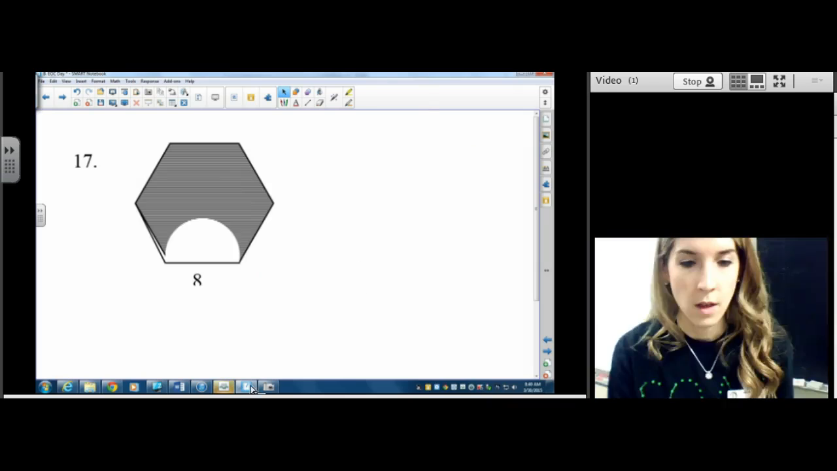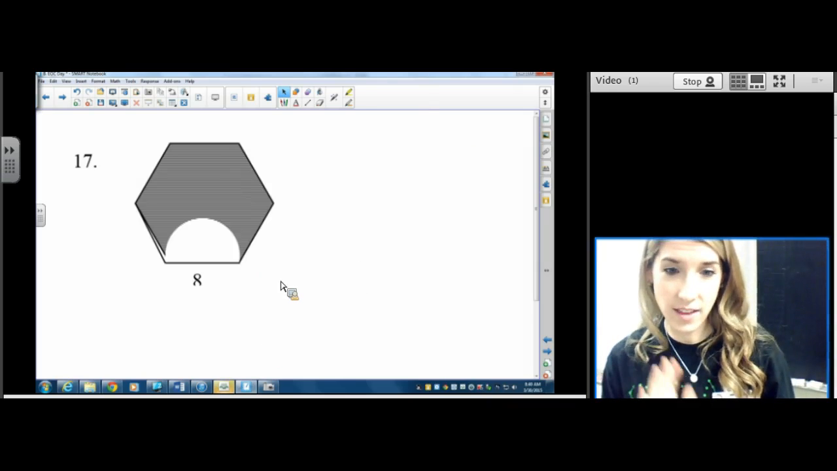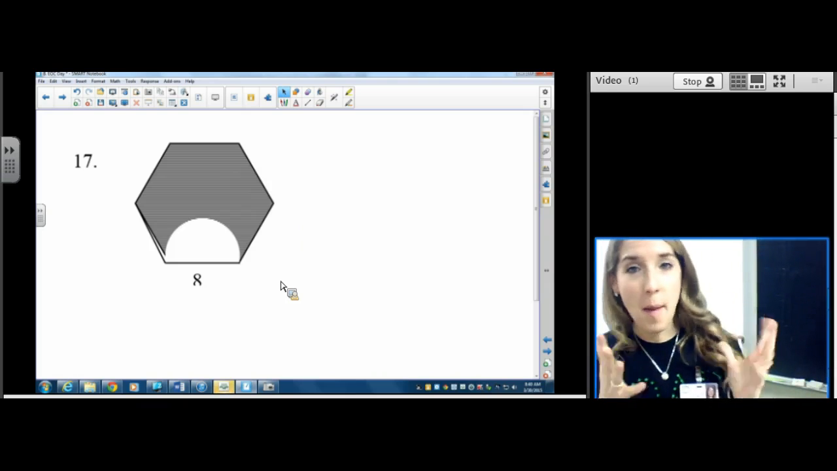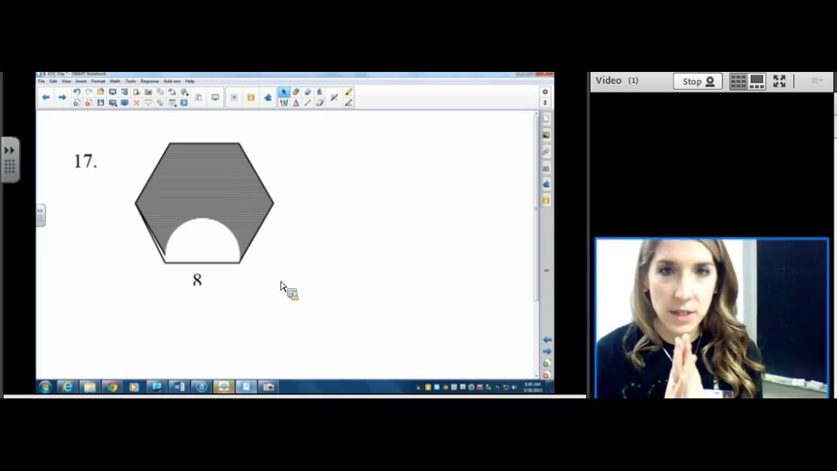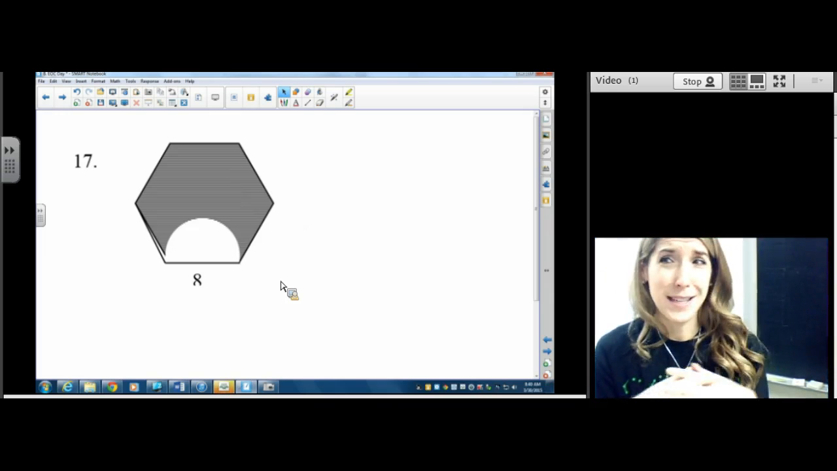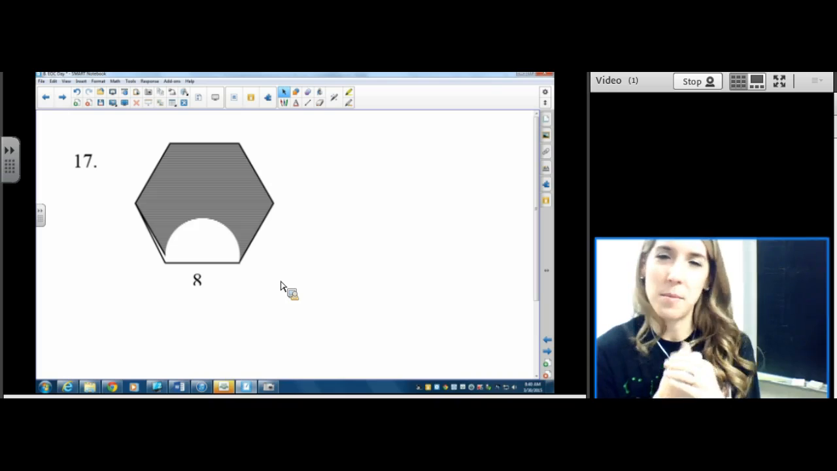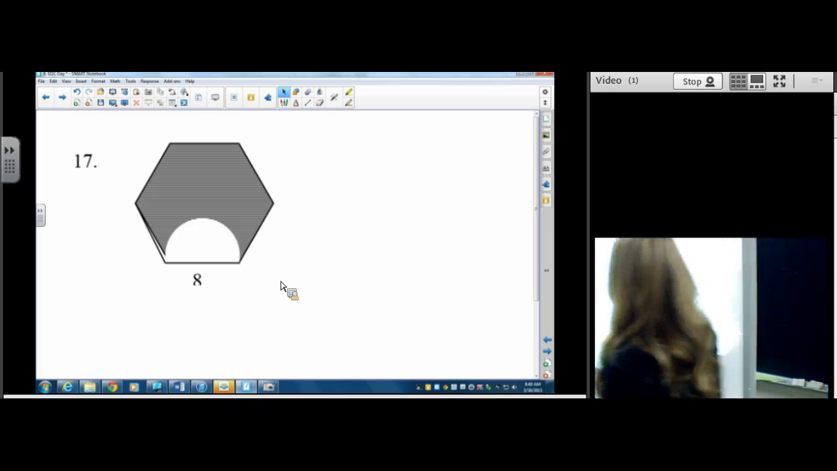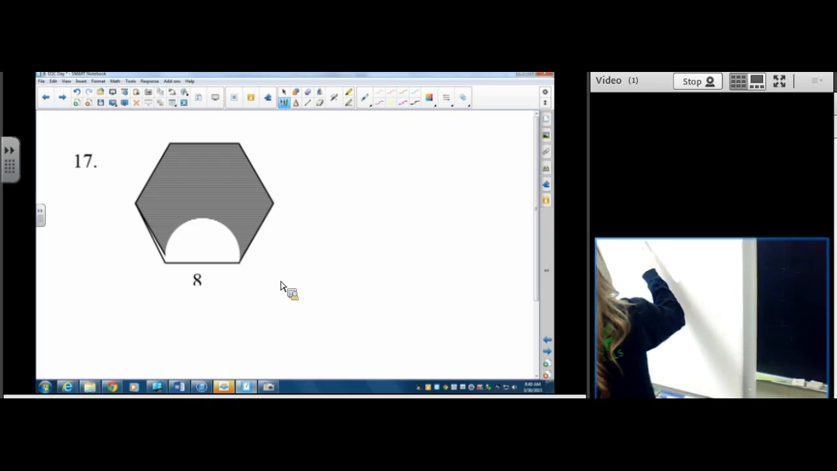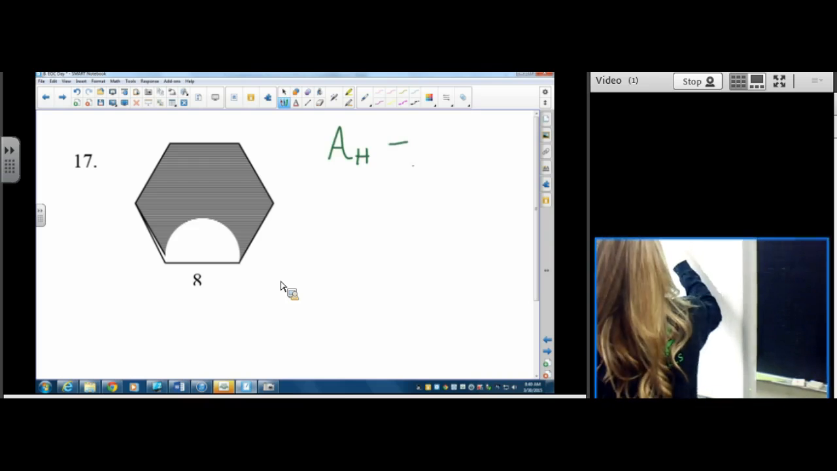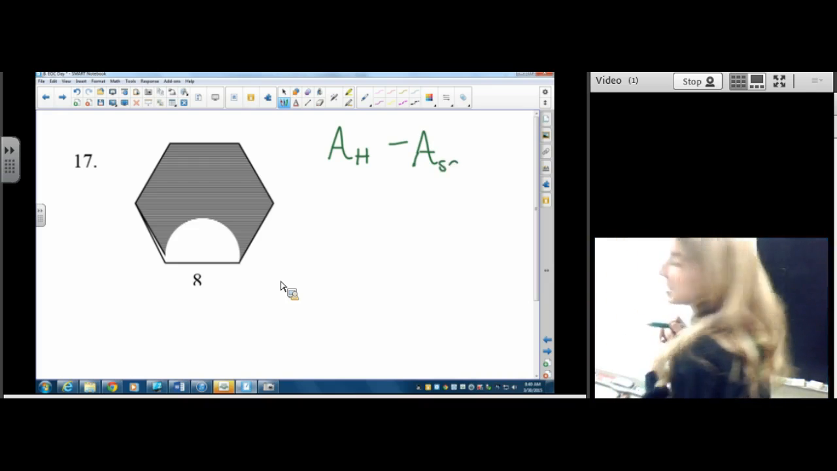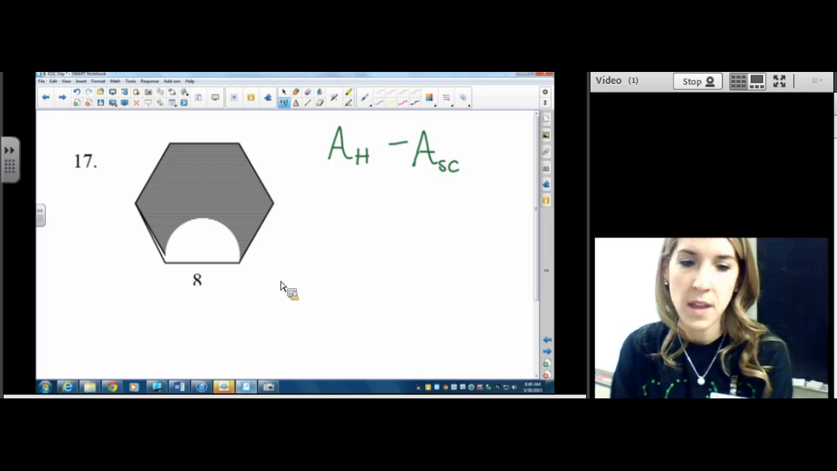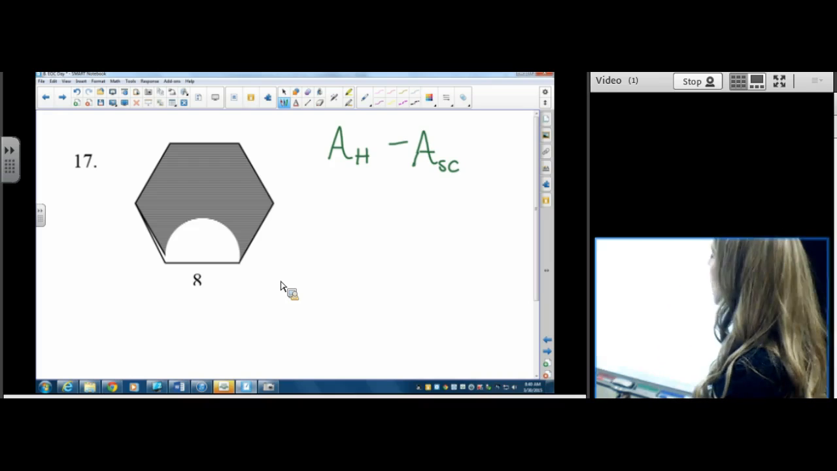Let's keep going. Now on problems like this, sorry that the picture's a little off, when something looks like a semicircle, about half of a circle, you're allowed to assume it's a semicircle. Because if it was like 3/4 of a circle, we'd be in trouble. We wouldn't really know what to do. So we are allowed to assume it's a semicircle. So what is this problem? It's area of hexagon minus area of a semicircle. So we're going to have to divide the circle by 2. Don't forget that part.